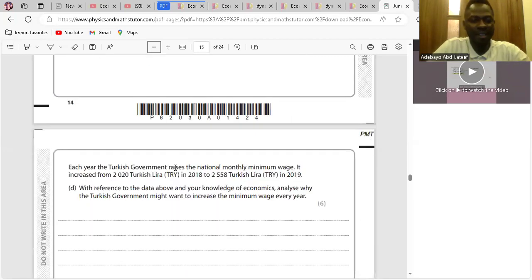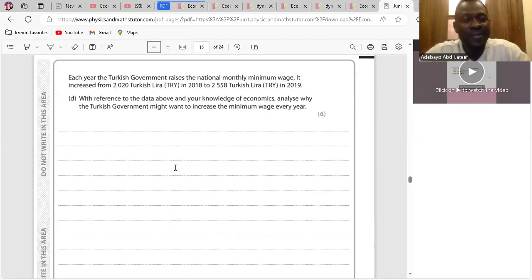Question D. With reference to the data above and your knowledge of economics, analyze why the Turkish government might want to increase the minimum wage every year. What is minimum wage? I wrote, minimum wage is the least wage that can be legally paid to the lowest ranked employee in a country, such as Turkey. Now, the Turkish government increased the wages from 2020 to 2,558, which means an increase of 26.63%. You get the point for that. Are you with me? Yes. Because they said analyze.